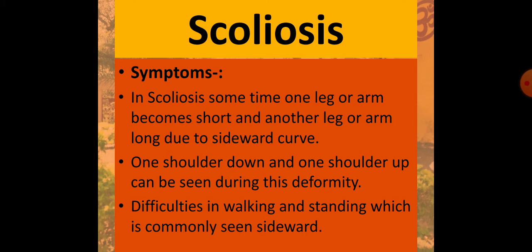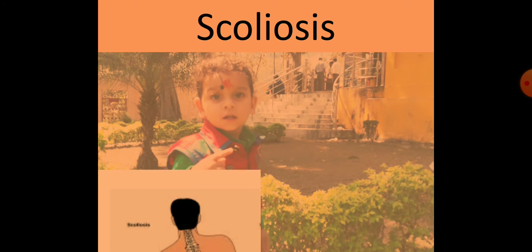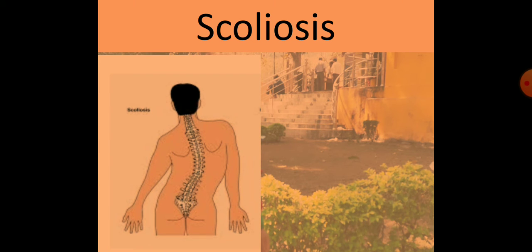sideward. Persons are standing sideward, walking sideward posture. They cannot walk straight, they cannot stand straight because of the sideward curvature of the spine. The body is tending sidewards. We can see how the body bends sidewards. In this diagram we can see one shoulder down, one shoulder up.